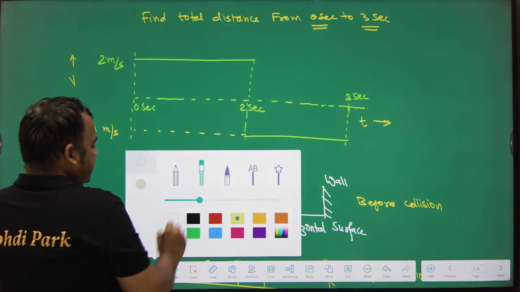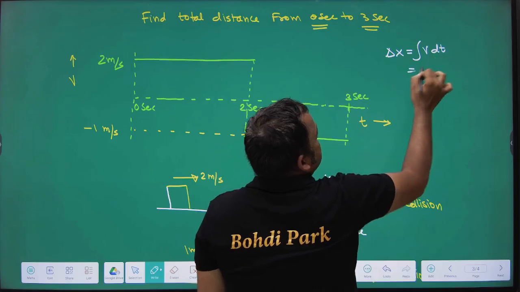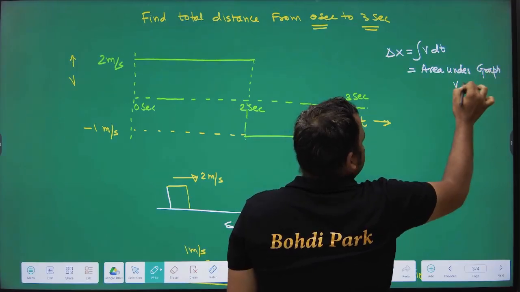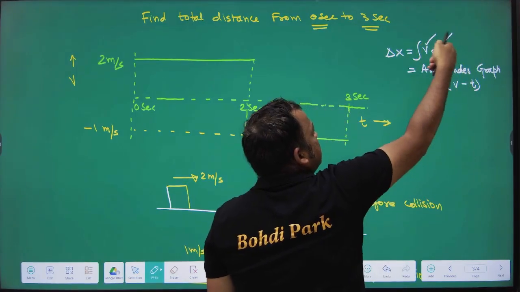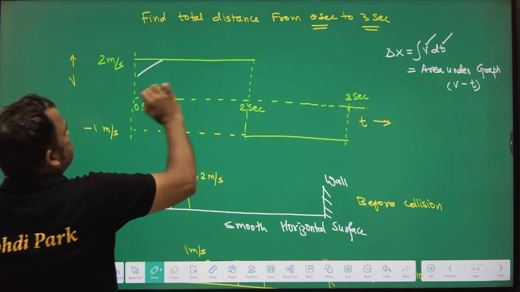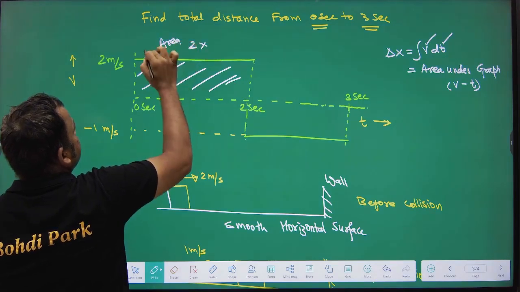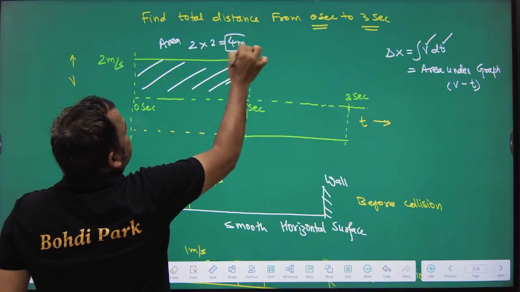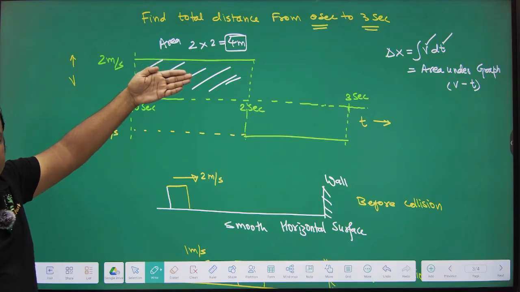So we will find the area under the graph. We have a formula, delta x is equal to integration of v dt. So this is area under graph. Which graph? Velocity time graph. What you see here, v, and what you see here, t. So it is vt graph. Vt graph area will give delta x, which is displacement. So let us find this area. So the length is 2 and the breadth is also 2. So this is 4 meter. So this is positive area. Above time axis, the area is positive.